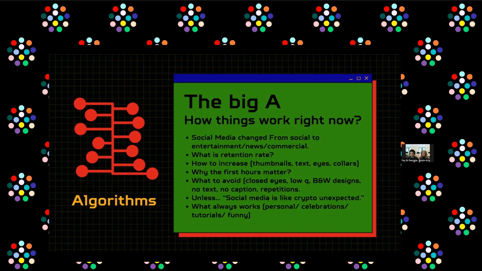And that's where we get to a really interesting and very important term. It's called retention rate. And the retention rate is the time people spend on your post. And that's very important, especially when it comes to the first hours after you post.